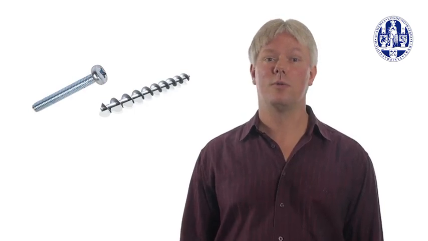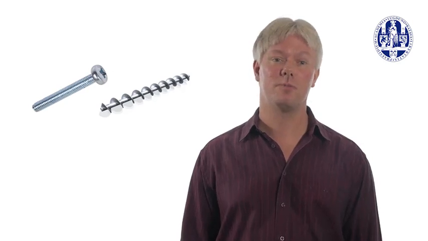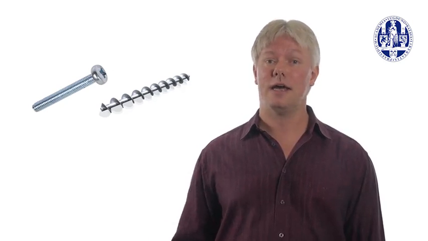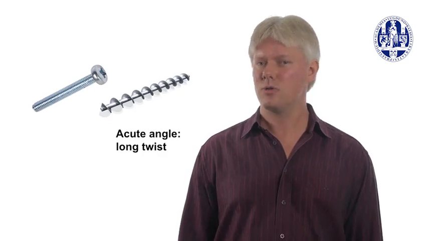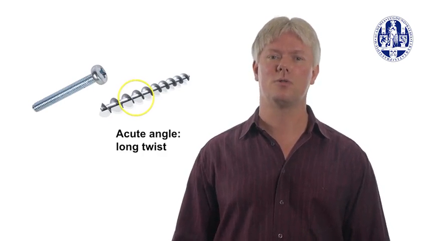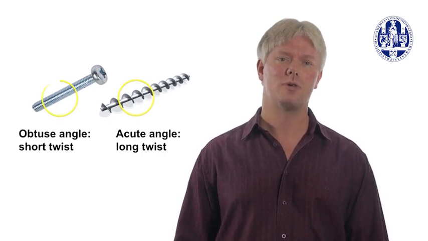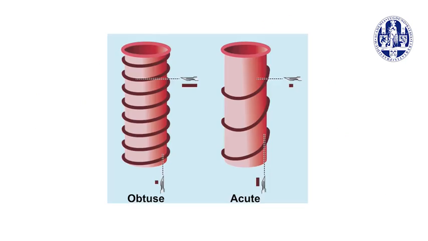Actually, all over your body, in all tubes and organs, smooth muscle fibers are running together in multiple spirals, like the twist of a screw. And just like in different screws, the angle of the twist varies. An acute or long twist presents itself as a longitudinal chunky layer in a transverse section. An obtuse or short twist would be seen as a more circular, stringy layer.